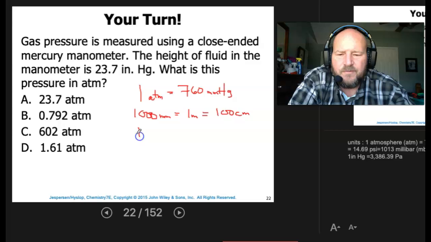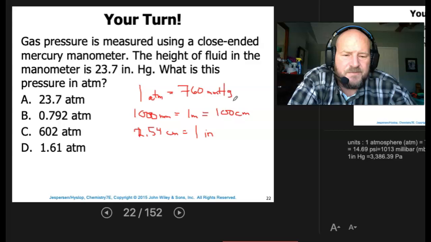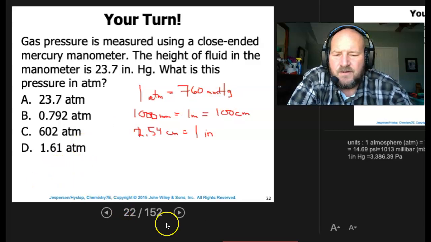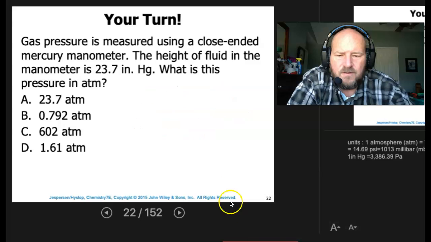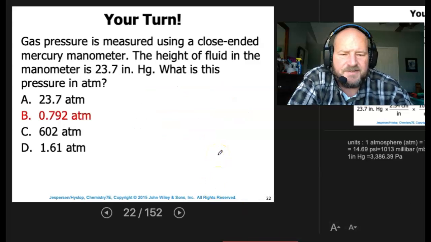And we know that 2.54 centimeters is equal to an inch. All right, so there are some general conversions for you. And hopefully you came to 0.792.